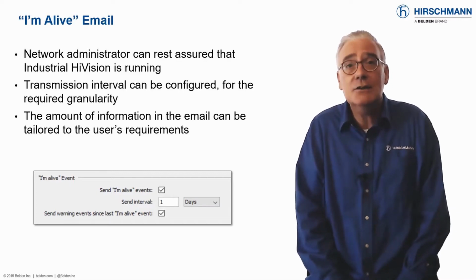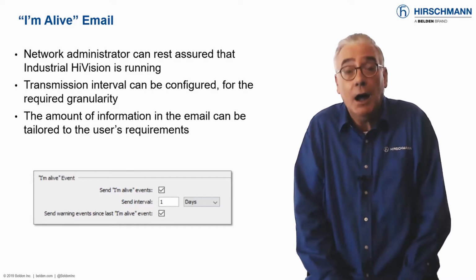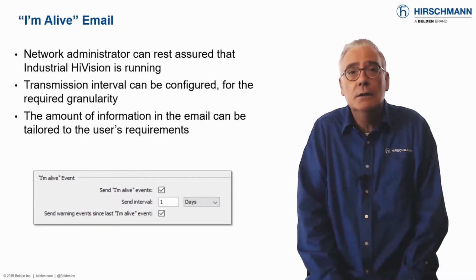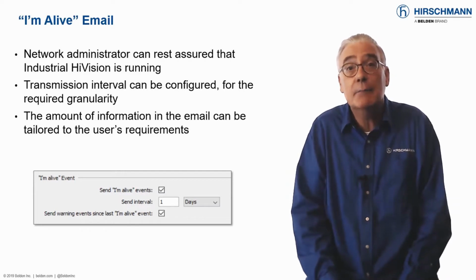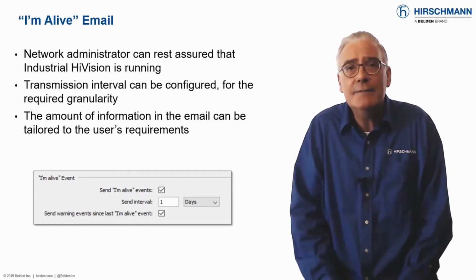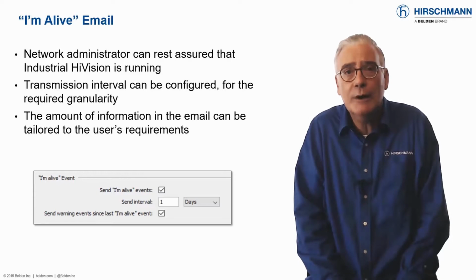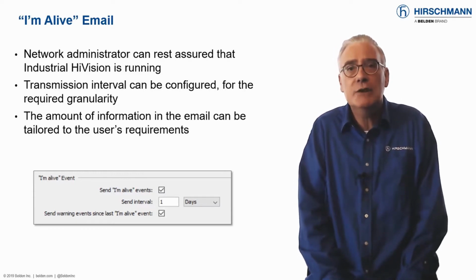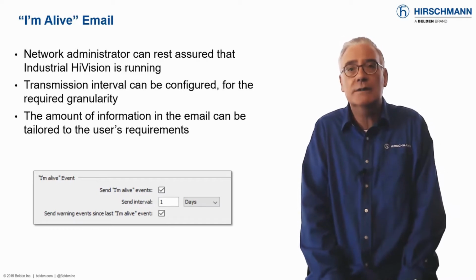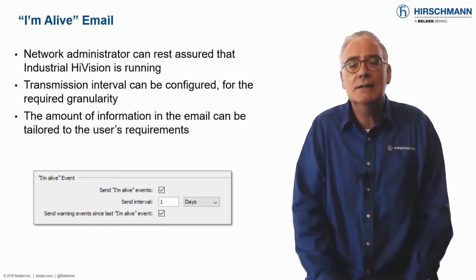Just configure Industrial HiVision to send you an I'm alive email. You can configure the sending interval to avoid email overload. You can even receive the latest warning events in the email. You decide which information you want and when you want it. No more uncertainty for you.